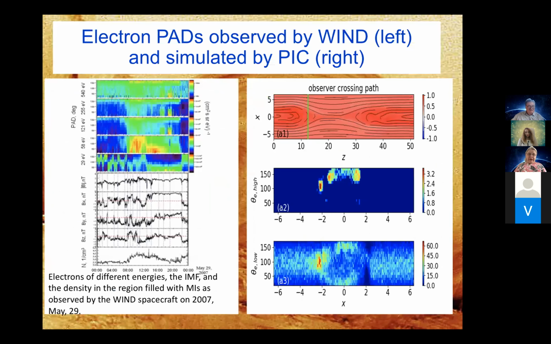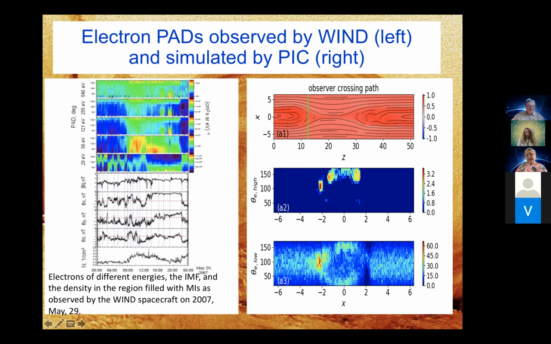So we can look at another event. In this case, we thought the observer's crossing path was just at the head of the magnetic island. In this case, your high energy electrons show very small variation around 180 degrees, similar to what we have here when we have the island, while the lower energy electrons, bounce electrons, show this ring type of pitch angle distribution, which we observe kind of here.